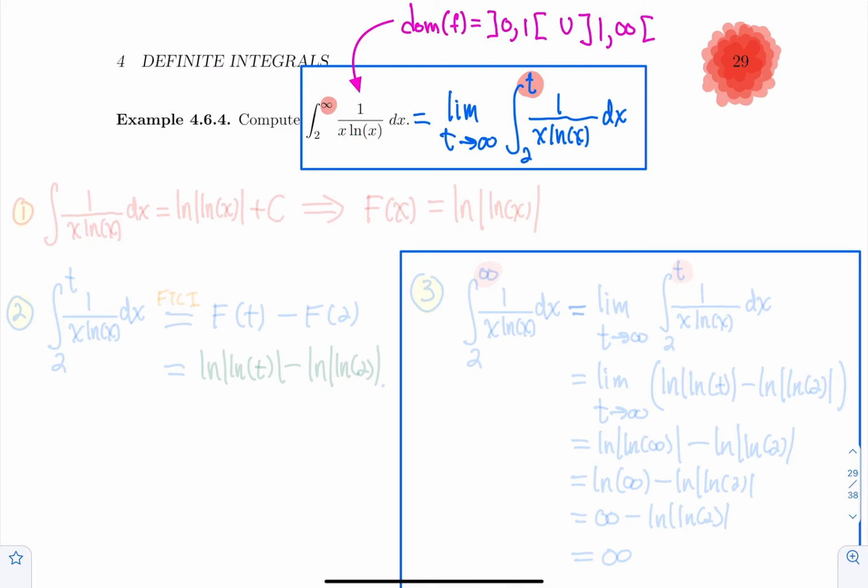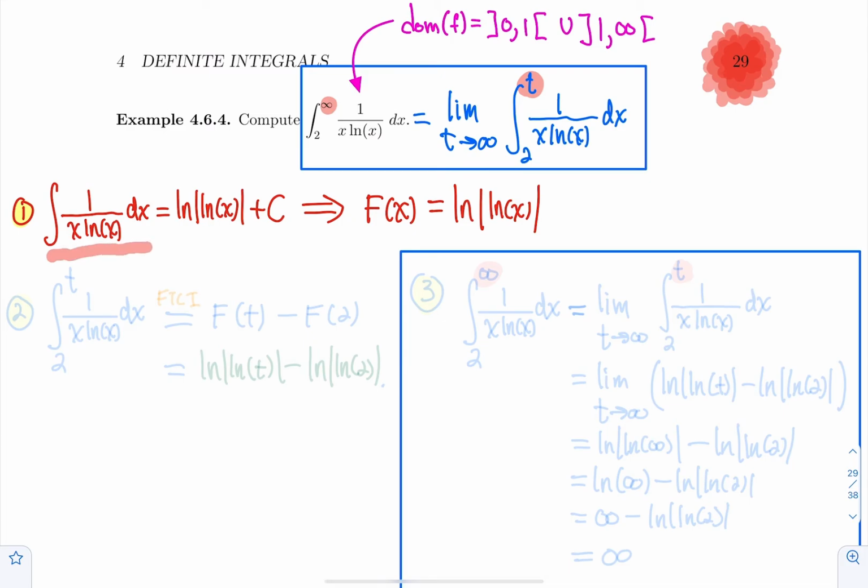The first step is to compute the indefinite integral of 1 over x ln x dx. So in this problem, the indefinite integral of 1 over x ln x dx is ln of the absolute value of ln x plus c. You will need substitution here to find that family. And if you only need one primitive to use inside the first fundamental theorem of calculus, I'm going to use big F of x as ln of the absolute value of ln x, by choosing c equal to 0.